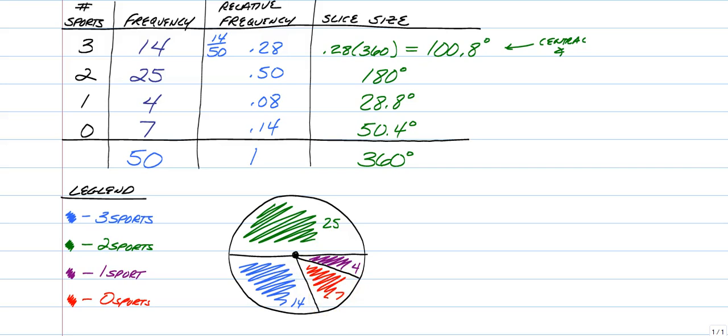If you were looking at a pie chart, you would be able to read this easily. A type of question you might have to answer is, what is the most likely outcome if you asked a student how many sports they played? Well, according to this pie chart, it would be 2 sports, because there are 25 students, or a relative frequency of 0.5, that play 2 sports. So this video is to give you one of the options for understanding how to graph or organize categorical data.